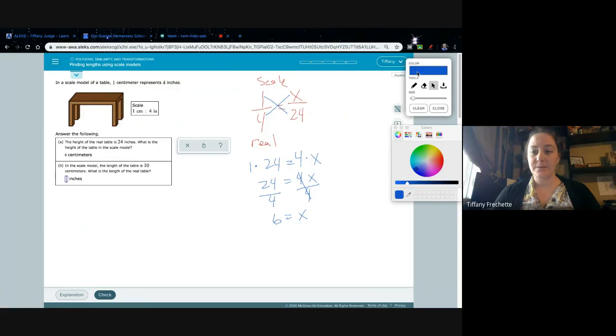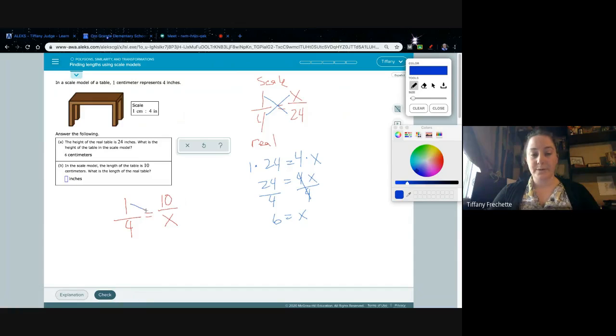Okay, so now we need to do this one. It says the scale model, the length of the table is 10 centimeters. What is the length of the real table? So we need to go back to our original 1/4 equals. Now it's telling us in the scale model, the length of the table is 10. So scale goes on top, and we already know it. We don't know the length of the real table. And if it helps, you can use h for height instead of x. You can use L for length instead of x. It's perfectly fine. It's totally up to you.